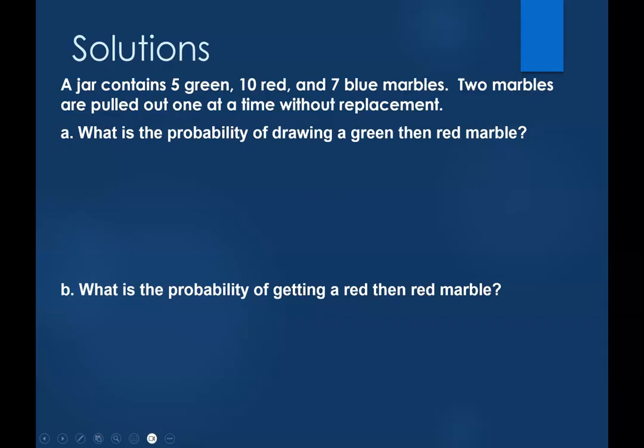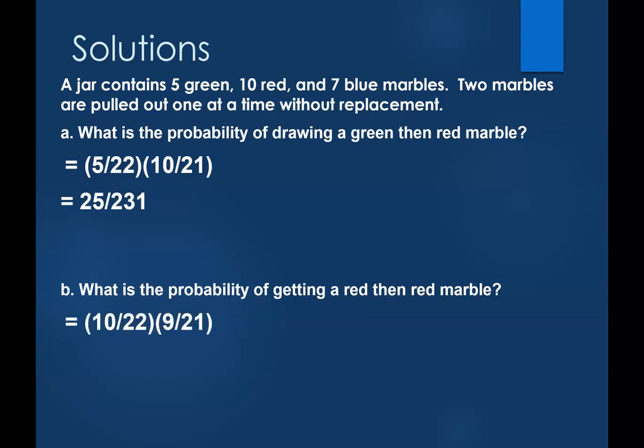Okay, so the solution for the first one, you would have 5 out of 22 for the green, and then 10 red marbles, but only out of 21 in the entire jar. Then multiply and reduce, we would get 25 out of 231, and we can just leave that as a fraction.